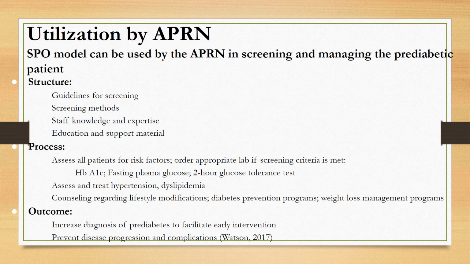Outcome measures would include increasing the diagnosis of prediabetes to facilitate early intervention, as well as prevent disease progression to diabetes and complications associated with the disease.